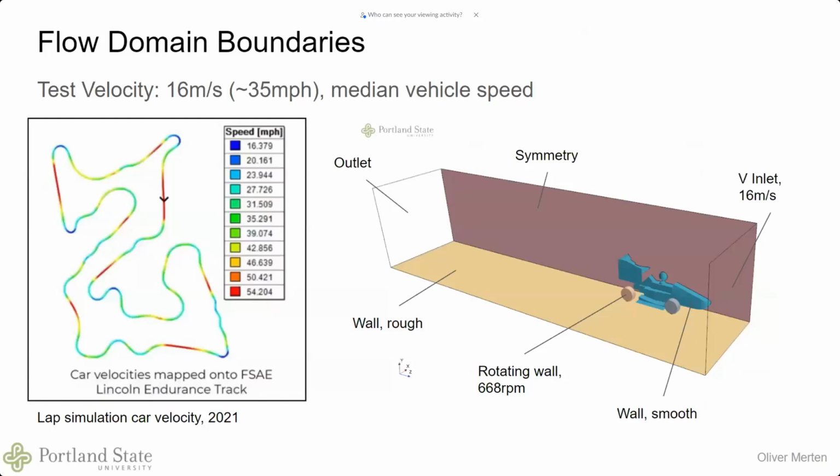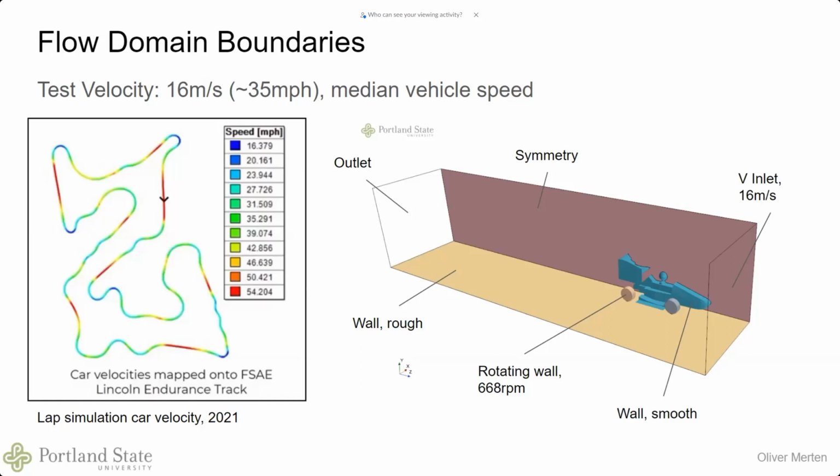Here are some of the flow domain boundaries. We have our little race car in our wind tunnel, and our test velocity is 16 meters per second, which is about 35 miles an hour. That's the median vehicle speed determined by a lap simulation model that was completed last year. You can also just Google average FSAE race car speed, and it's about 35 miles an hour, so that was confirmed by our lap simulator.